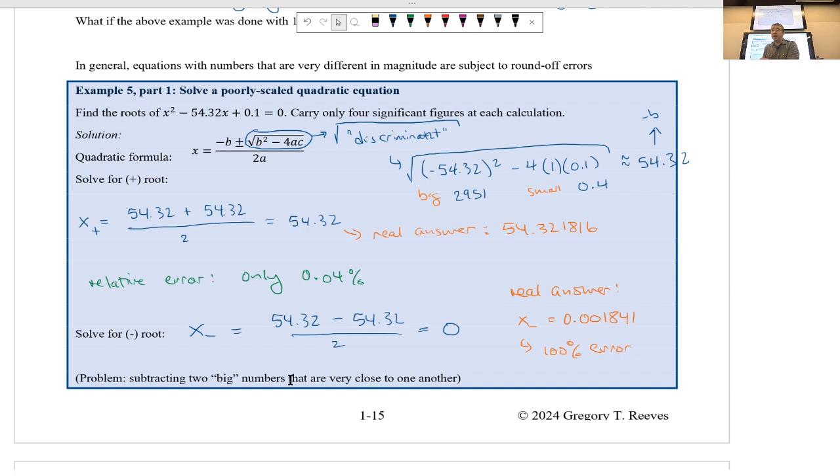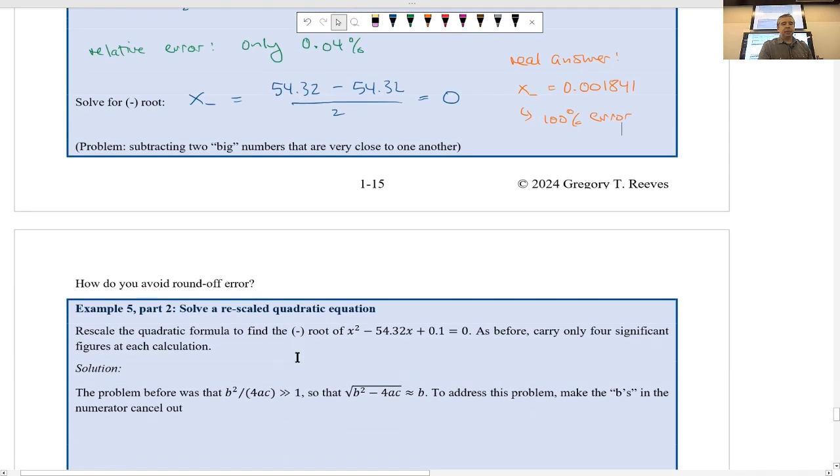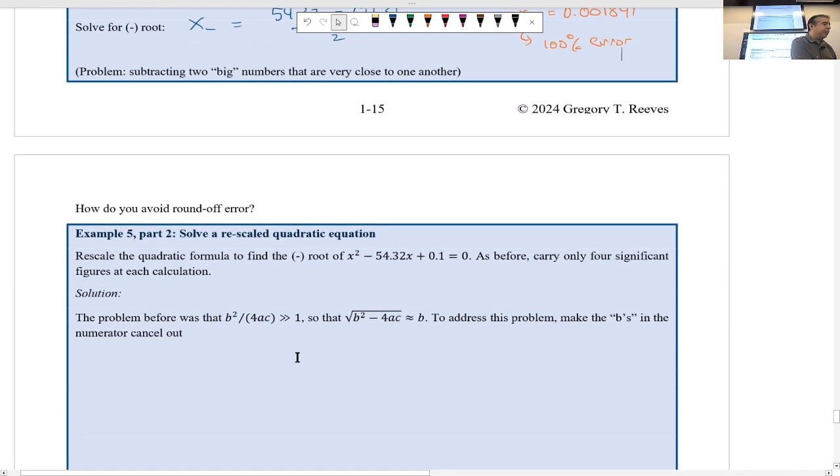What you need to do instead of just saying, I'm going to carry more sig figs, is you need to reformulate the problem. So we want to reformulate the problem so I don't have this issue of having these two numbers, which should be very close to each other, being subtracted off from one another and getting 0. And so in the second part of the example, we're going to change the way the problem is formulated, and we're going to rescale the problem.